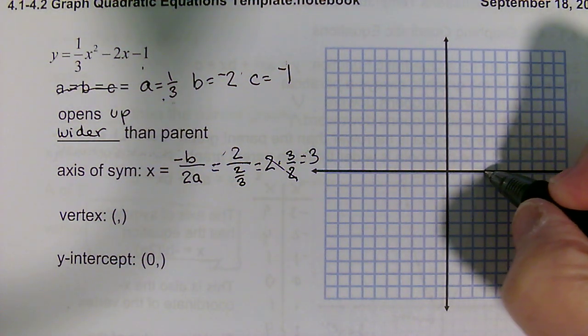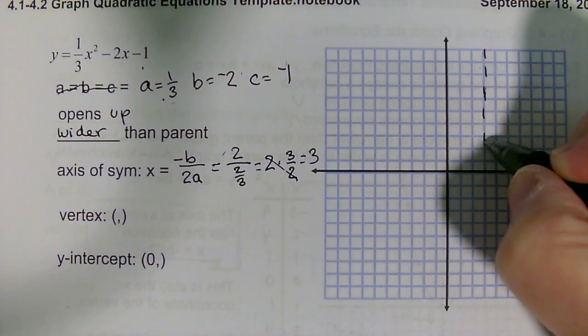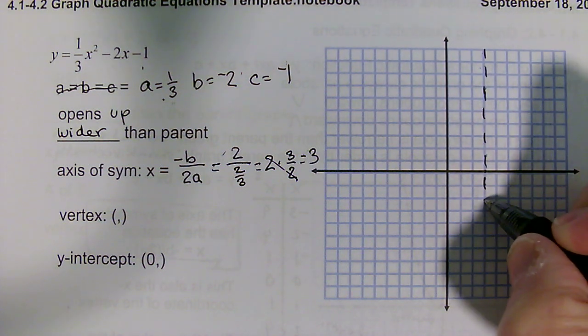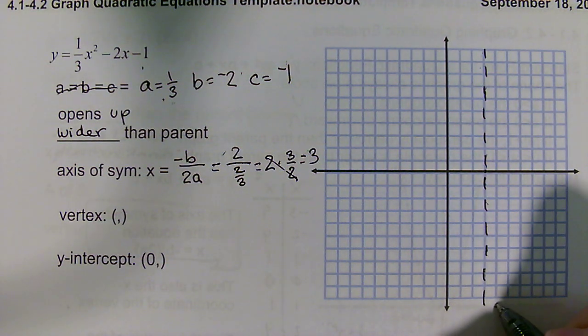So I'm going to go to 3 on the x-axis and I'm going to draw a dotted vertical line through there. And that is going to be the line that reflects the two halves of my parabola. And that's called the axis of symmetry. And its equation is x equals 3 in this case.